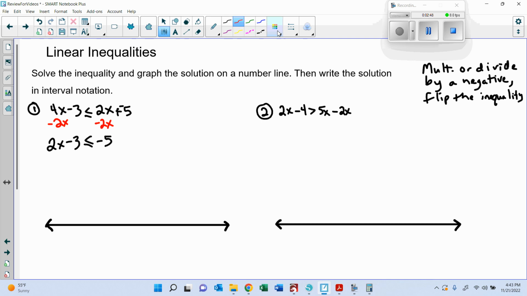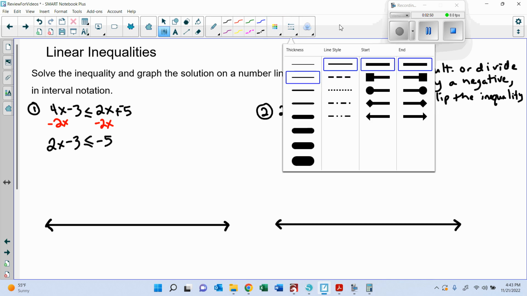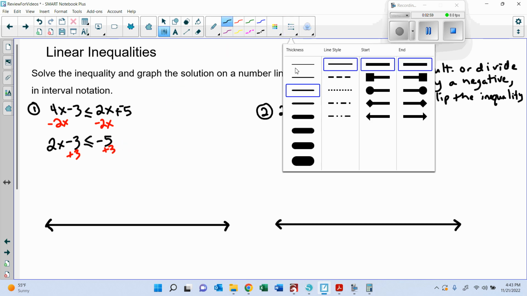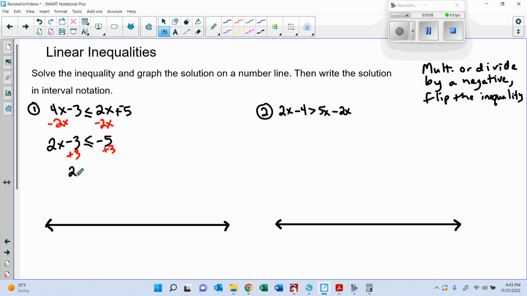Now I have one side that's mixed and one side that only has a constant, so I'm going to add 3 to both sides because that's the side that has a mixed type. So on the left, your minus 3 plus 3 is 0, so you're going to just have 2x, and you're going to have less than or equal to negative 5 plus 3, which is negative 2.